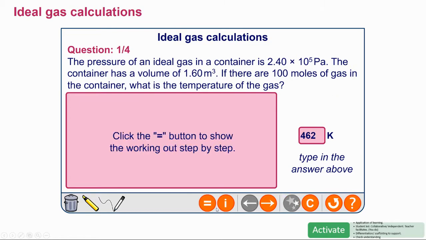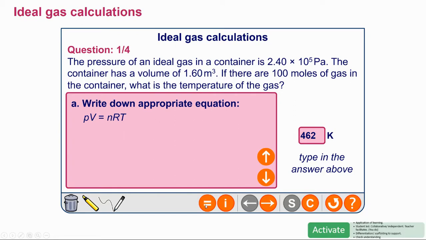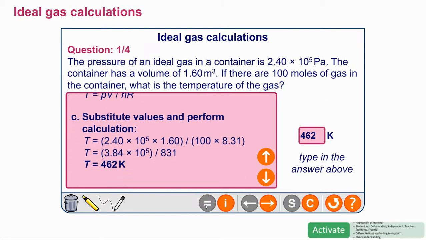Let's solve this problem. Let's write down the correct formula. We've selected that. Let's rearrange it to make T the centre of our interest. Let's sub in the numbers, and then we've got an answer of 462 Kelvin, and that number looks reasonably correct. It's in the right ballpark. If you get a number that's vastly huge or vastly tiny, you know you've made a mistake somewhere. Okay, let's move on to another example.